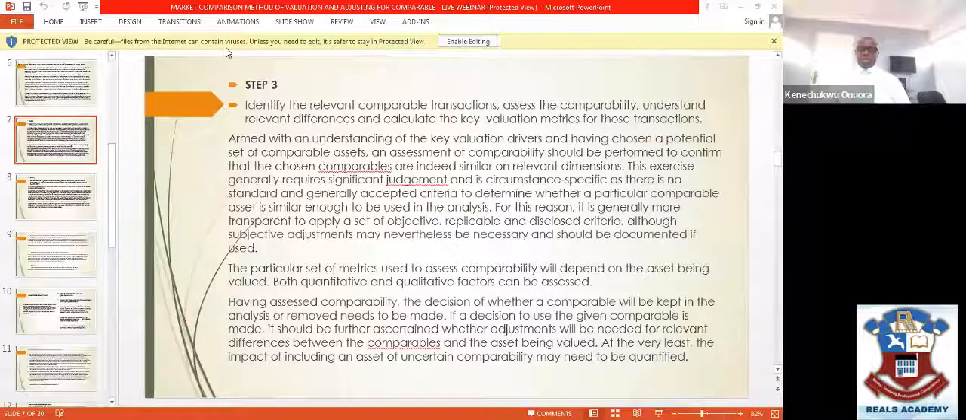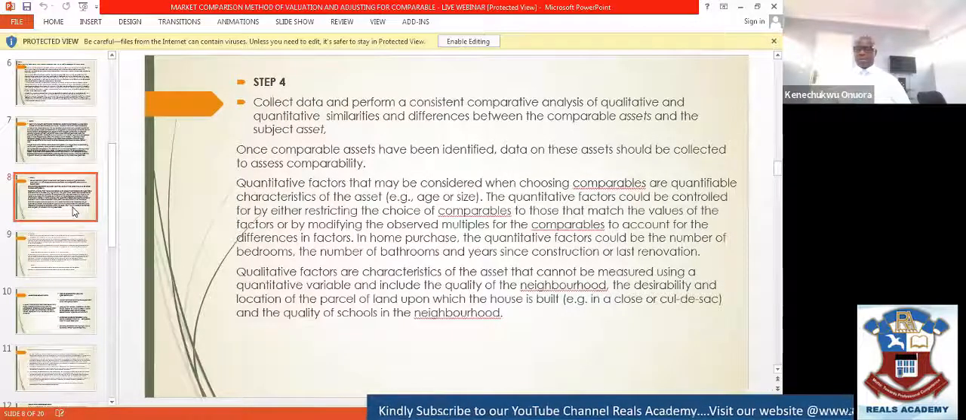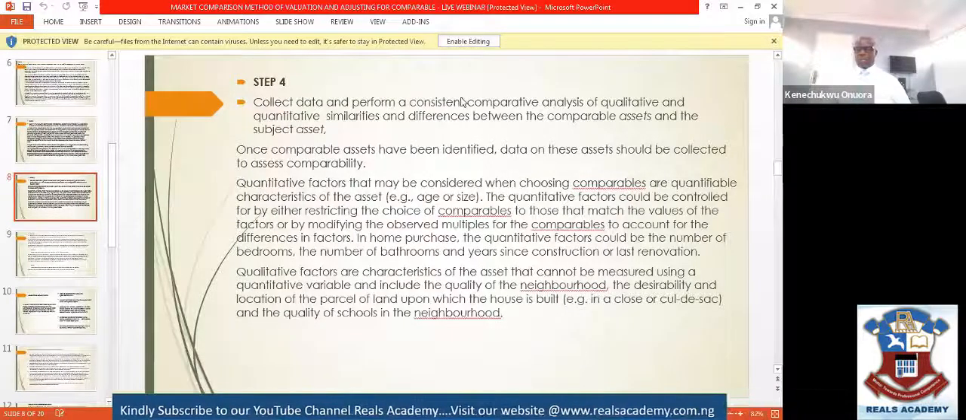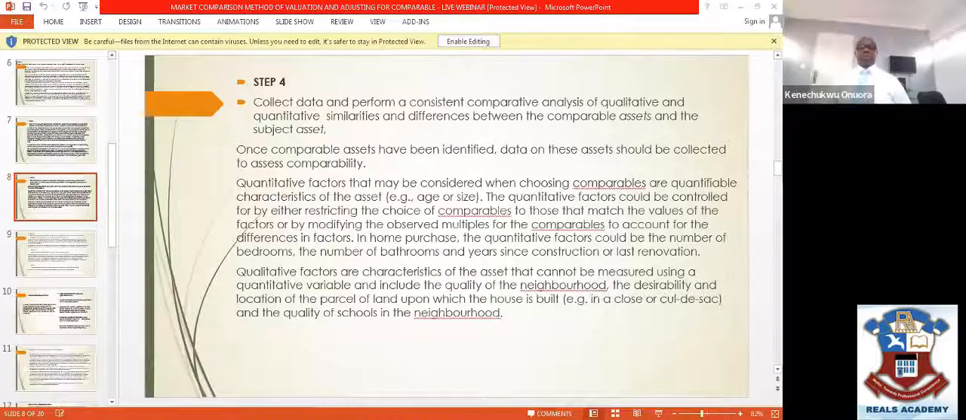Step 4 is to collect data and perform a consistent comparative analysis of qualitative and quantitative similarities and differences between the comparable assets and the subject asset. Quantitative factors here, we're talking about the age of the building, the size of the land, the number of rooms. So these are the quantitative factors you're going to be checking.